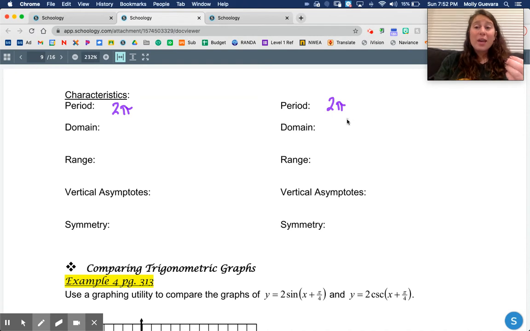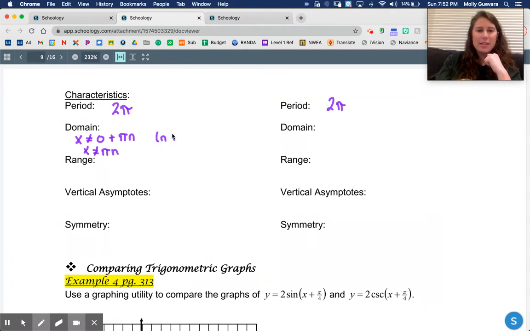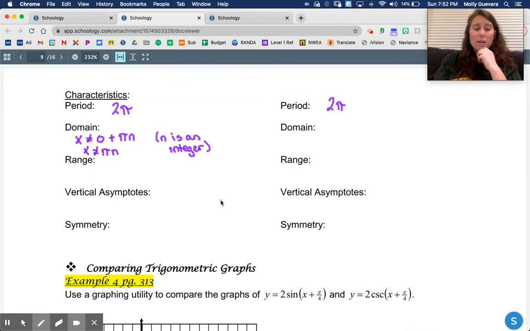Domain. Now we have asymptotes, right? We just drew a ton of asymptotes. So that tells me that x cannot be... One of my asymptotes was at 0, and then every other asymptote was 1 pi away from each other. So it'll be 0 plus pi n, or you can not write the 0 and just write pi n, your choice. And n is an integer. Don't forget to write n is an integer for all of these. You can have any value you want, you just can't have where those asymptotes are.